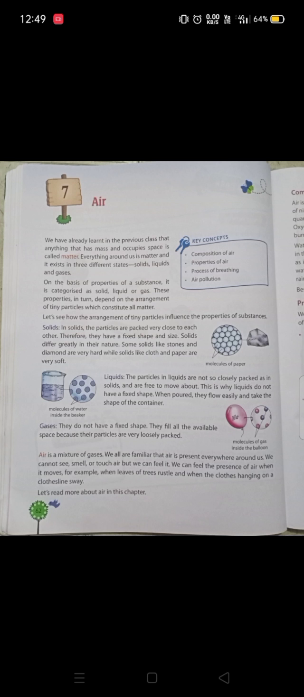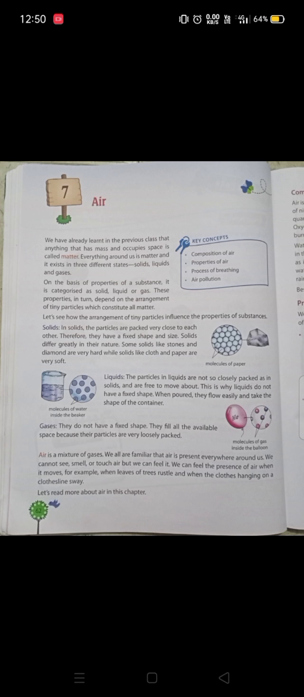Now of course, if you are using perfume, a good smell is there, you can smell it. If there is a foul smell, you can smell that, isn't it? But actually we can feel air. Air is to feel. We can feel the presence of air when it moves. When the leaves are moving, okay, we can feel the air. When the wind is blowing, we can feel the air. For example, when leaves of trees rustle and when the clothes hanging on a clothesline sway.